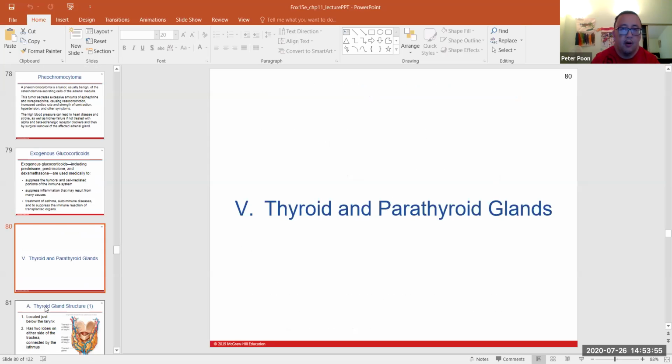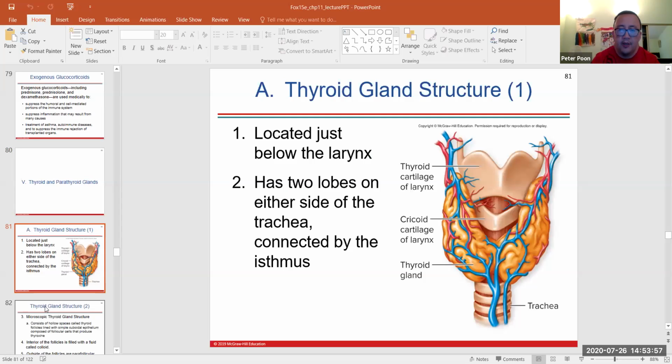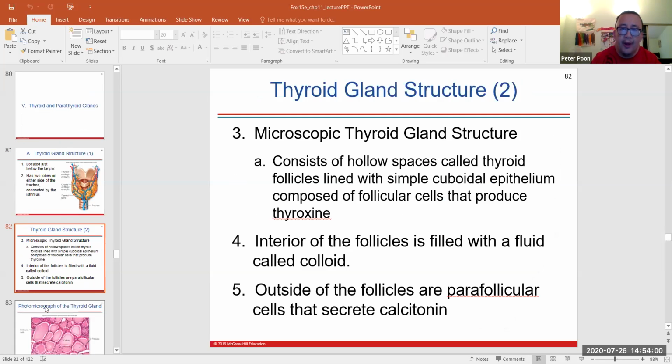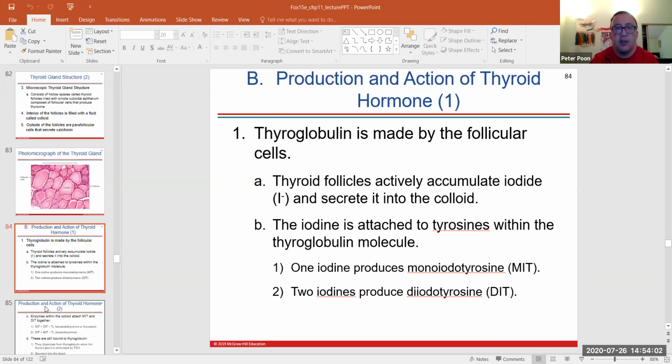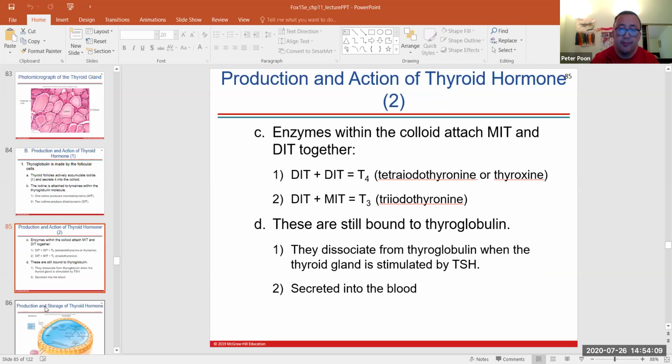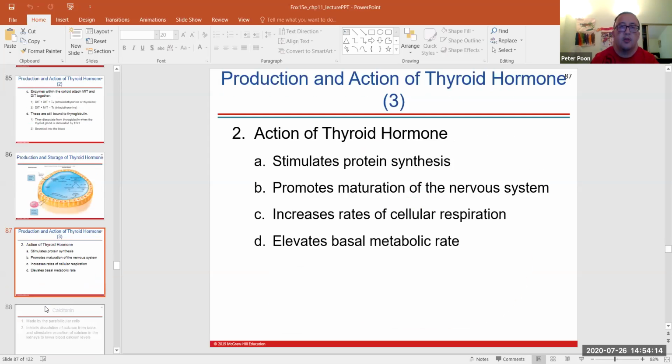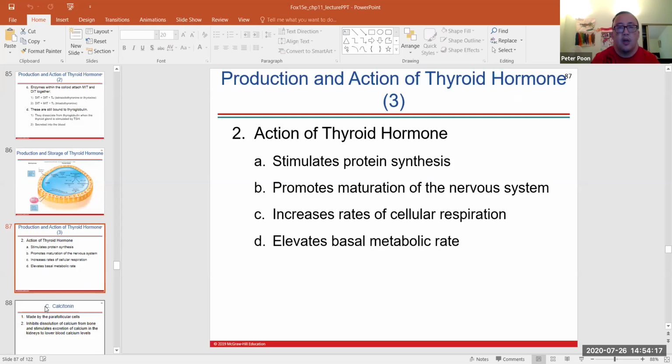So, thyroid and parathyroid. There's the thyroid. The function of the thyroid is to control metabolism. The action of thyroid hormone: it stimulates protein synthesis, promotes maturation of the nervous system in children, increases rates of cellular respiration, and elevates your basal metabolic rate.